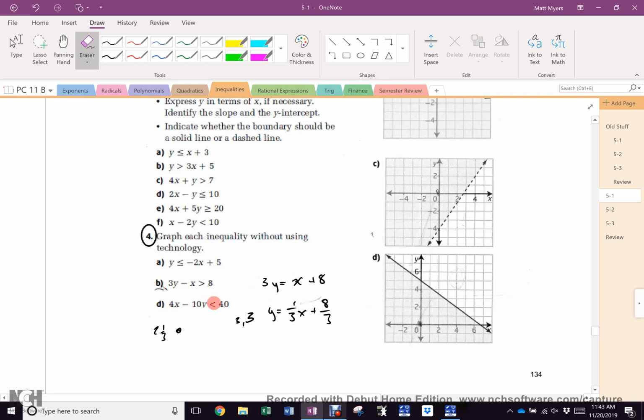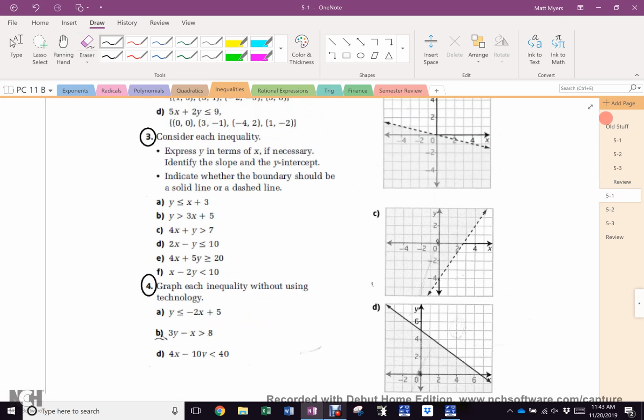3e. I hope you're all seeing that no matter what you ask, it's always exactly the same thing, right? 3e. I bet it's going to be similar. Express y in terms of x, get the slope and the y-intercept, and indicate if the boundary should be solid or dashed. 3e. 5y equals negative 4x plus 20. Y equals negative 4/5 x plus 4. Y-intercept is 4, slope is negative 4/5, and since there's an equal sign, it's a solid line.